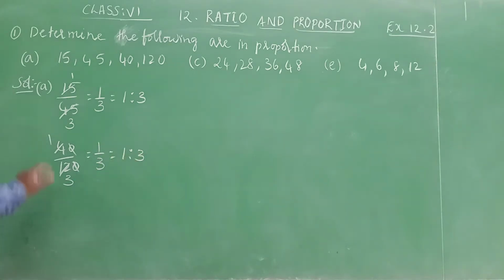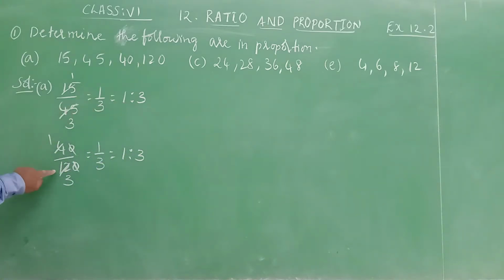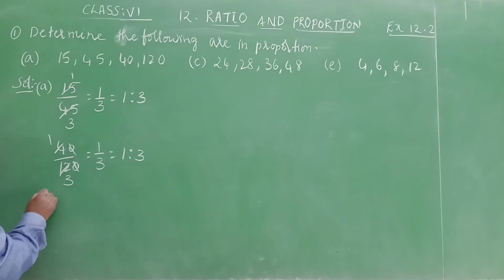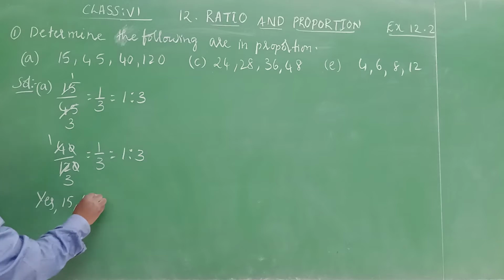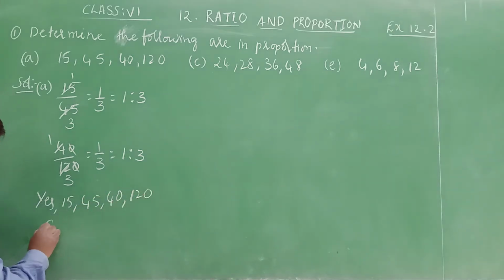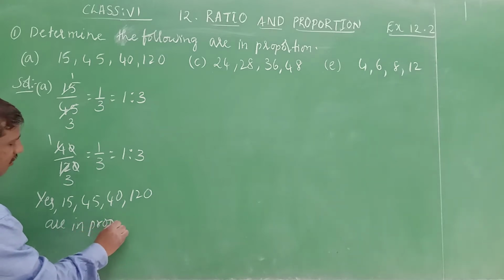Here, the ratio of the first and second term is 1 is to 3. The ratio of the third and fourth term is 1 is to 3. Same ratio is there. Yes, 15, 45, 40, 120 are in proportion.